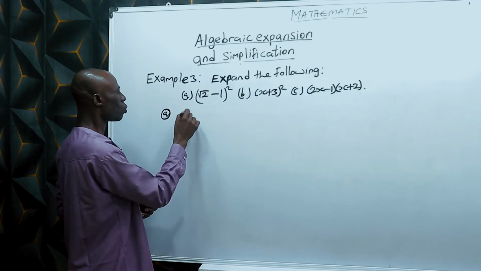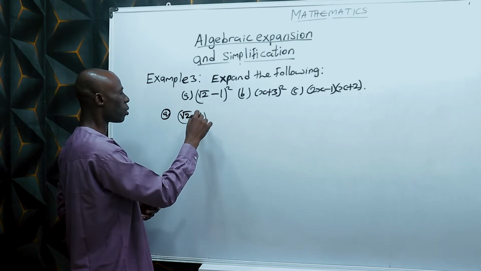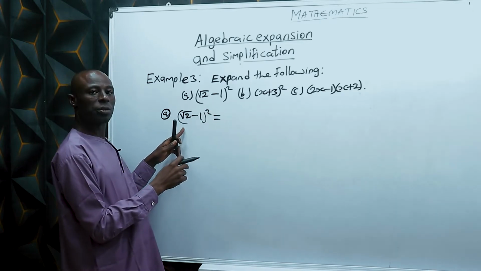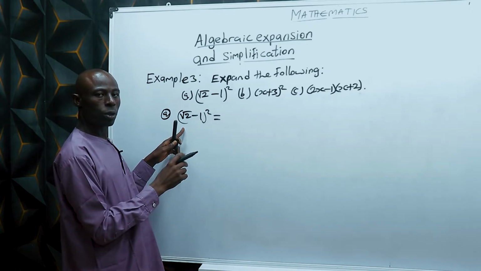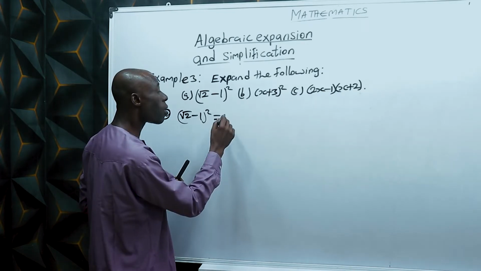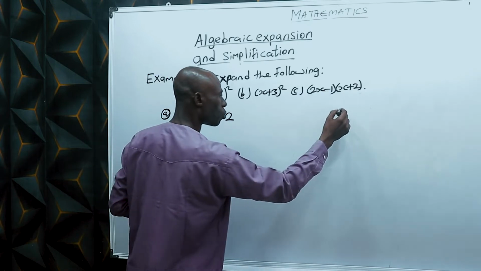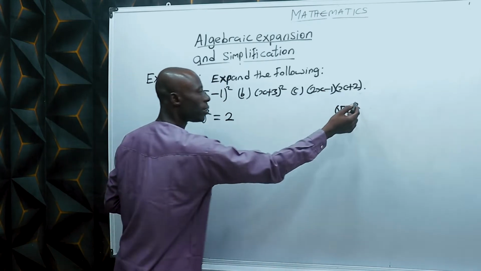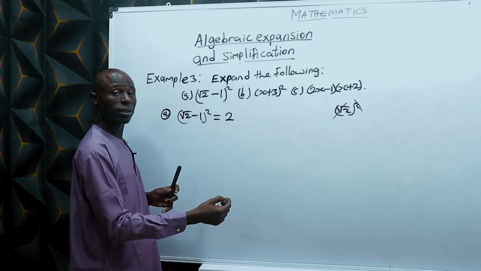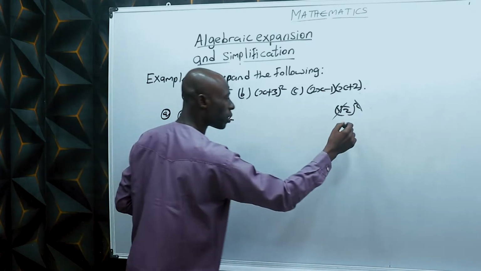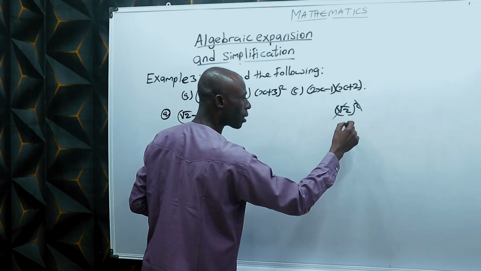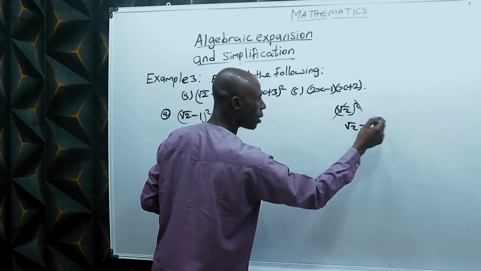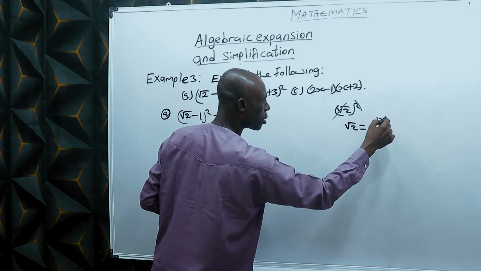Here, root 2 minus 1 whole squared. The first thing in this bracket is root 2. When you square root 2, what do you have? You have 2. Because it will be square root of 2 raised to power 2. This takes care of this. Because the interpretation of root 2 is 2 raised to power half. Now times that power 2, it cuts it.